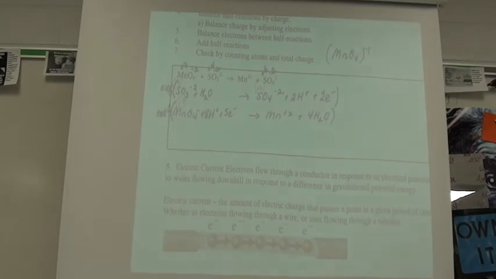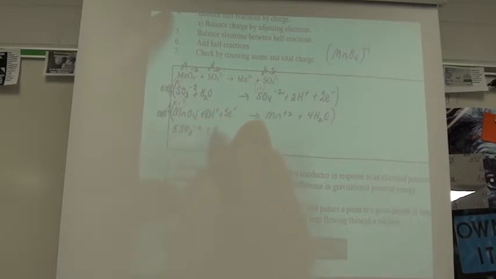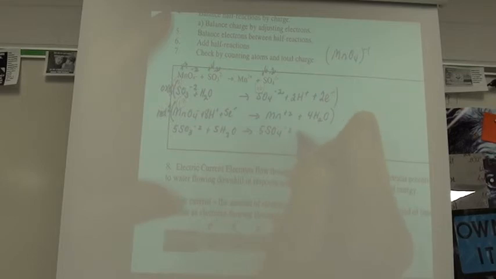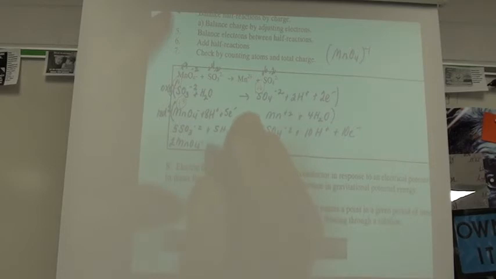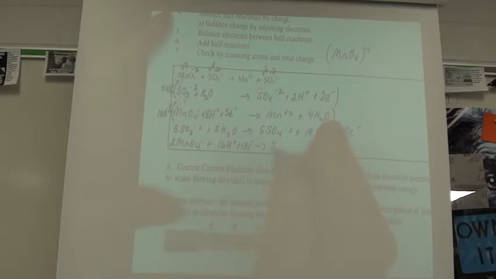So this would be a 5, and this would be a 2. It's kind of messy, so I'm going to rewrite it quickly. 5 sulfites plus 5 waters yields 5 sulfates, 10 protons, and 10 electrons. And on my reduction, 2 permanganates plus 16 protons plus 10 electrons yields 2 manganese ions and 8 waters.